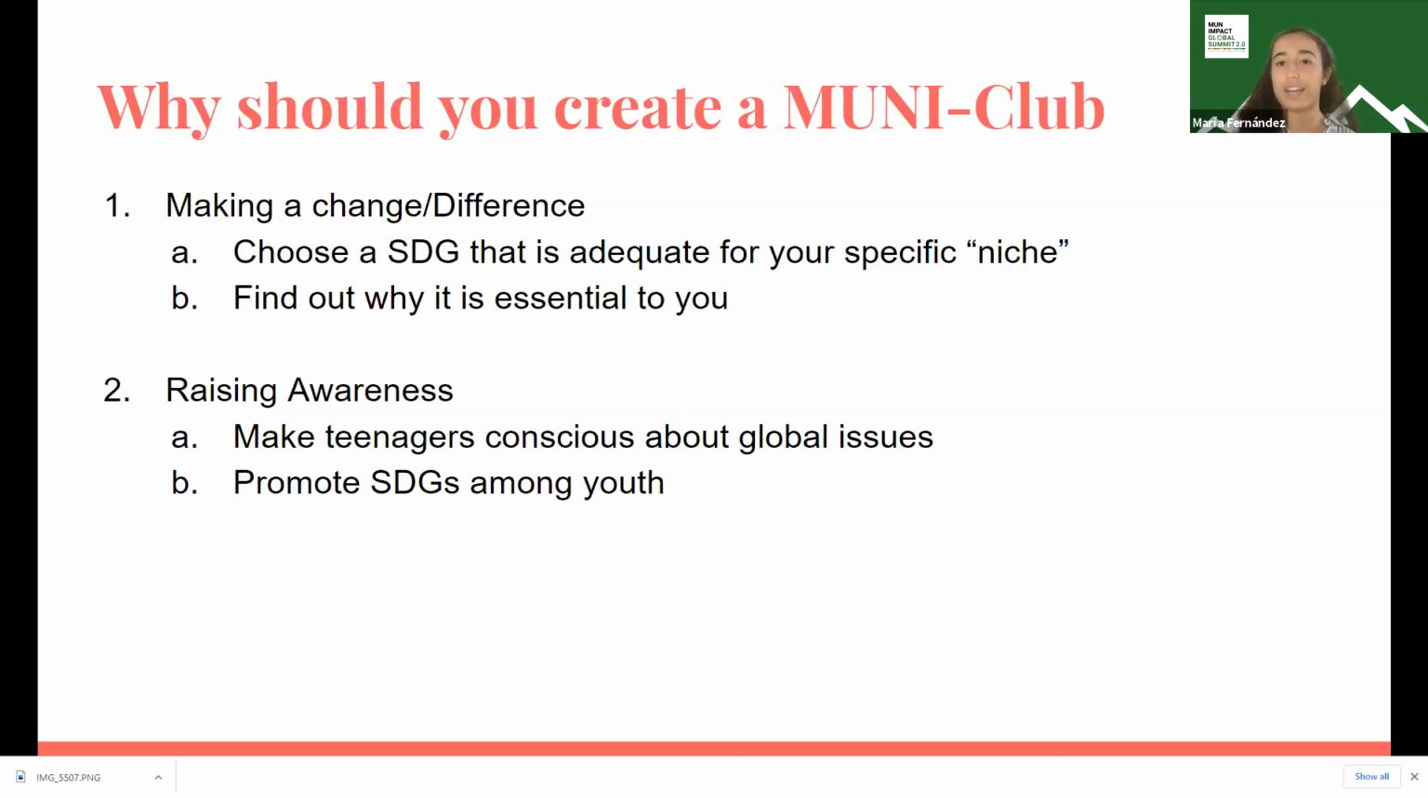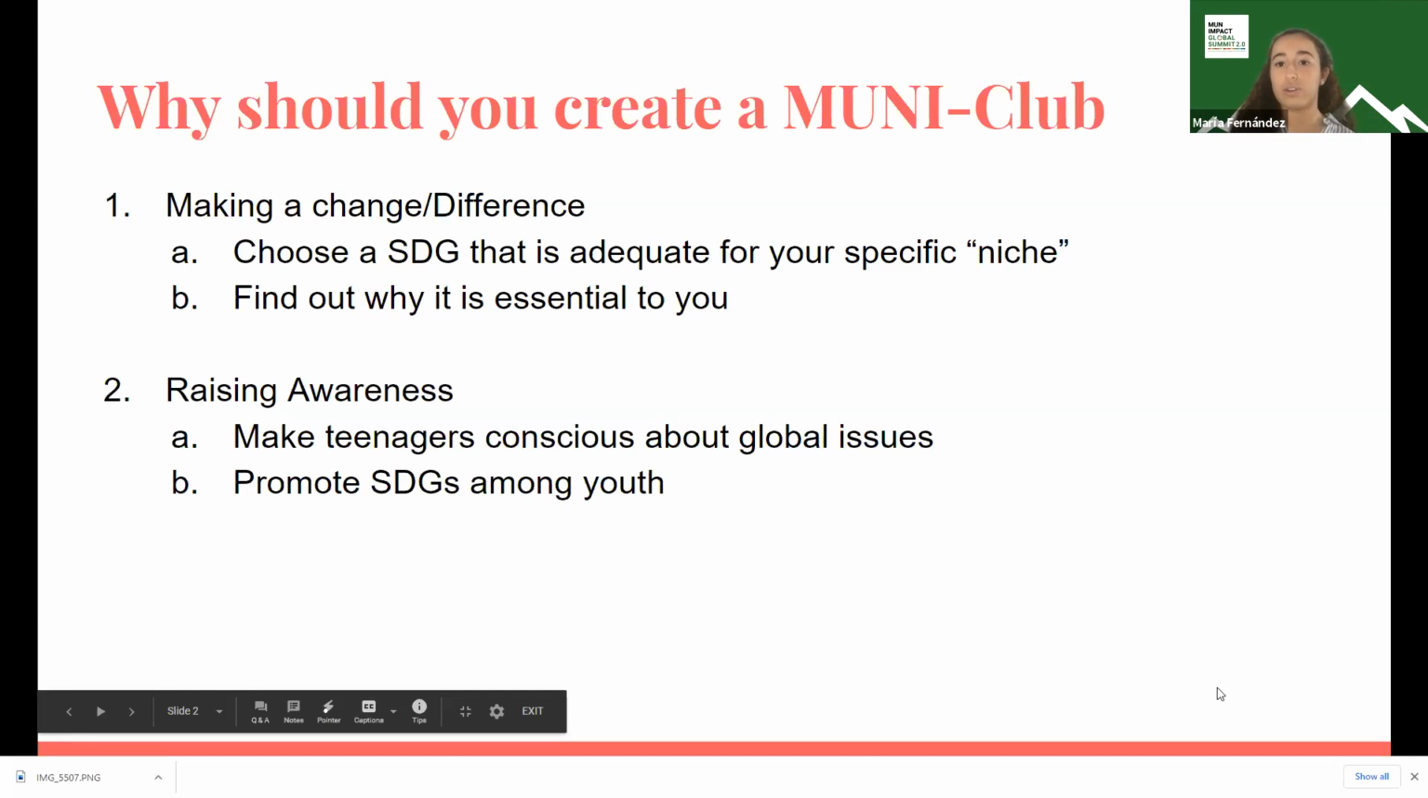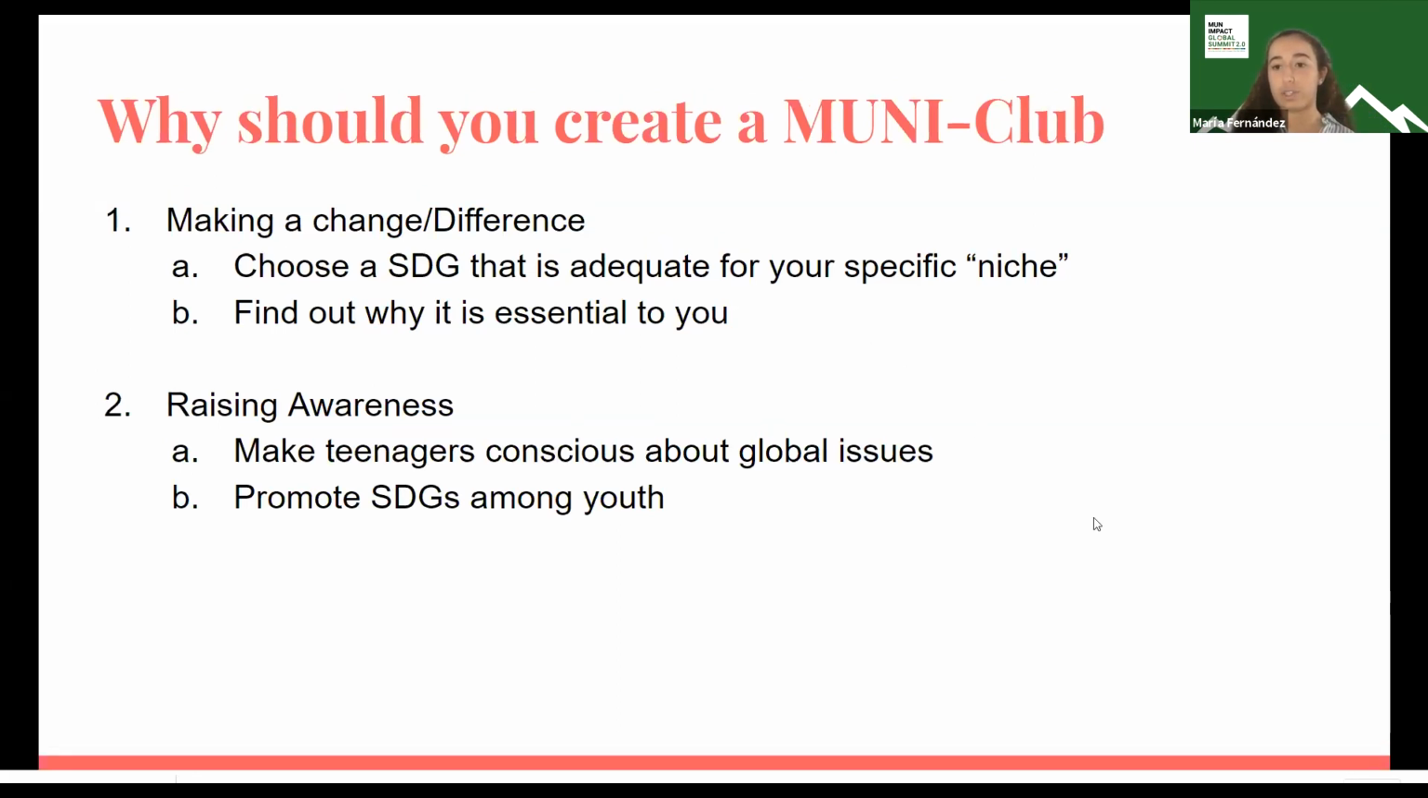Okay, so another reason why you should create a MUN Impact club is raising awareness. For that, we need to make teenagers conscious about global issues, and in order to do that, we need to promote the SDGs. So for example, let's say nowadays poverty is a huge problem and you want to help your country solve it. What you need to do is spread among the youth what SDG 1 is, no poverty, and also spread the targets that tackle this SDG.